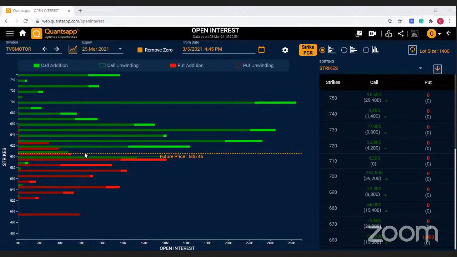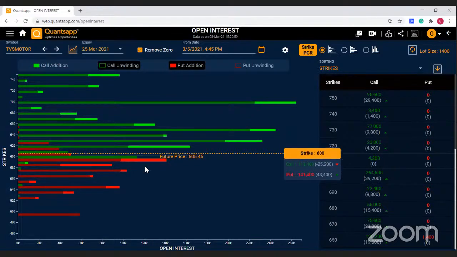Now, if I say the prices are coming to their highest put, the highest put stands at the level of 600. Prices are currently at 605, and on the upper side the resistance starts at 620. So there's a possibility that the stock could have a range in between here.